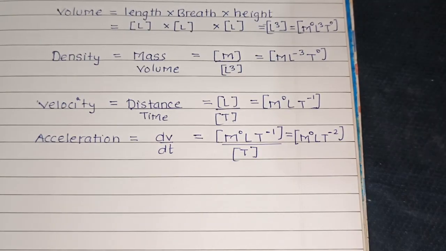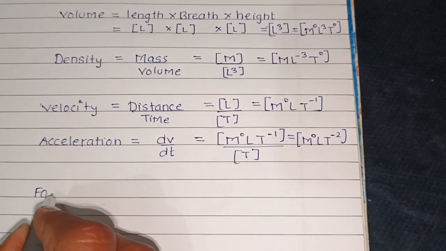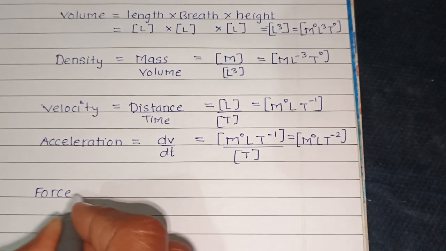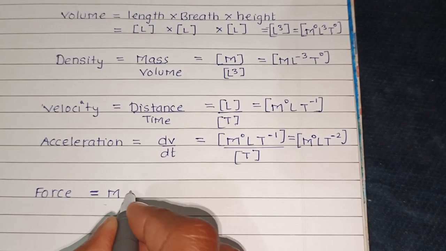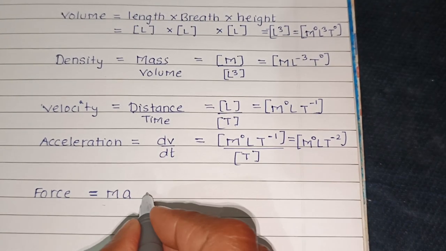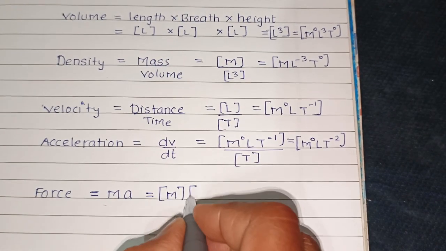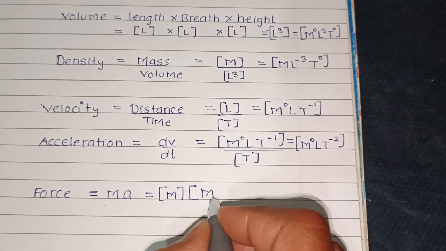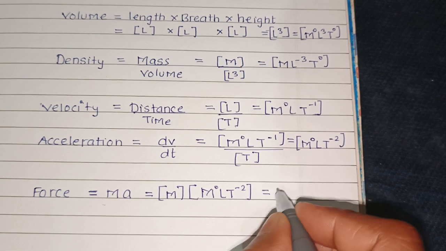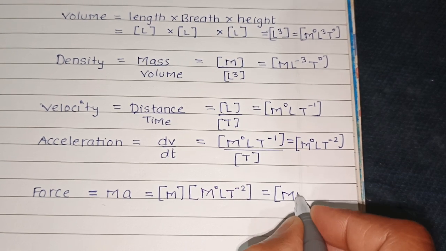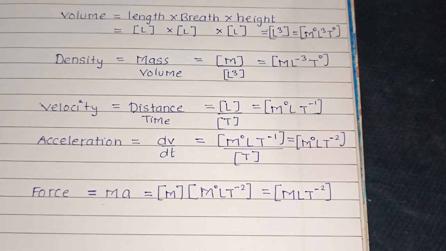Now talk about force. Force is M into a. M is mass and acceleration is this. So the dimension of force is M L T to the power minus 2. This is the dimension of force.